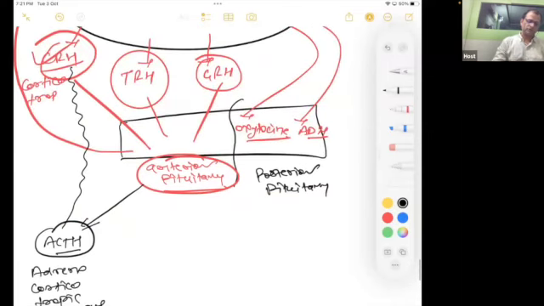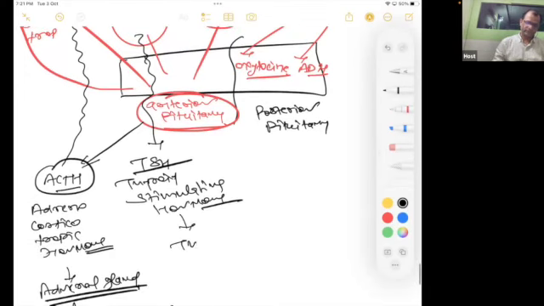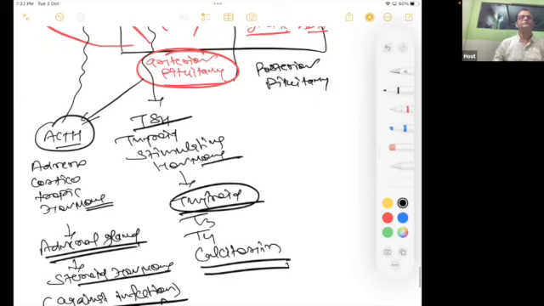Now, under the influence of TRH, the pituitary gland will secrete TSH hormone or the thyroid stimulating hormone. It will work on the thyroid, and thyroid will secrete T3, T4, and calcitonin. Right?